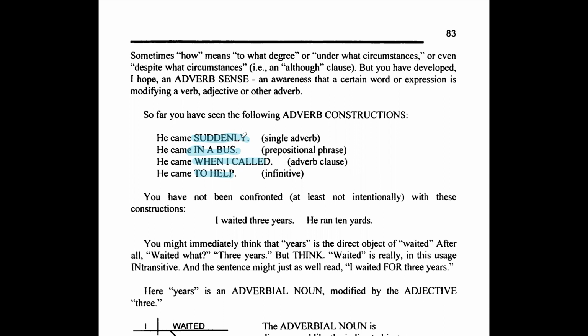Okay, now think about these. How is 3 years acting in the sentence? Maybe you'll think direct object. So I waited 3 years. If that were a direct object, did you make the 3 years wait? No, you were the one that waited. He ran 10 yards. Did you make the 10 yards run? Like if I say he ran the horse, it means that I got the horse to run.